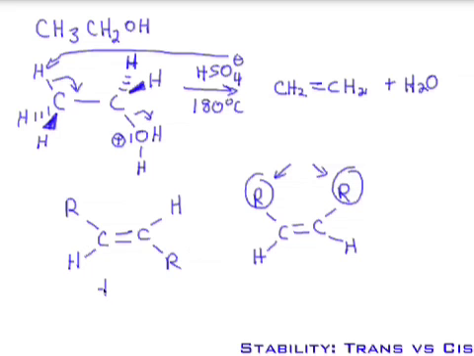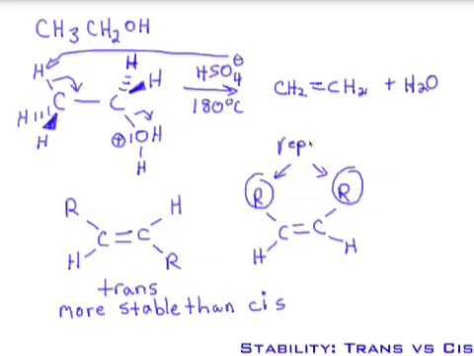So typically trans is more stable than cis, due to this repulsion, which is, of course, a steric effect. So there's a little extra tidbit that we're going to be covering later on.